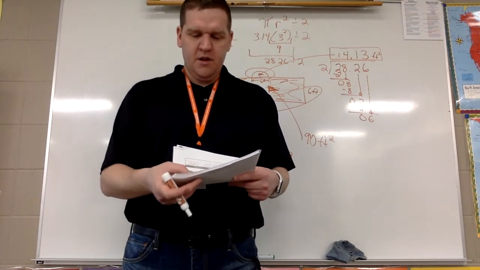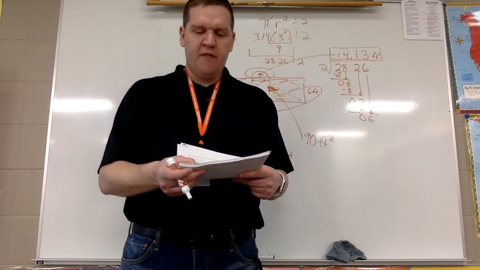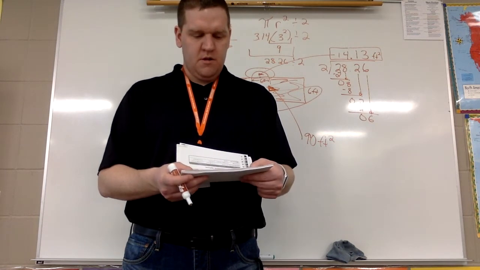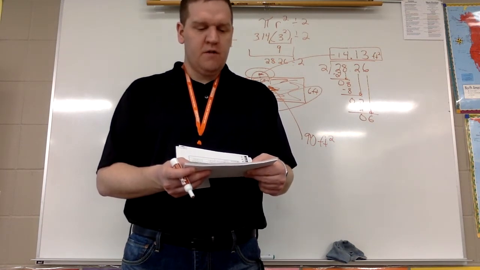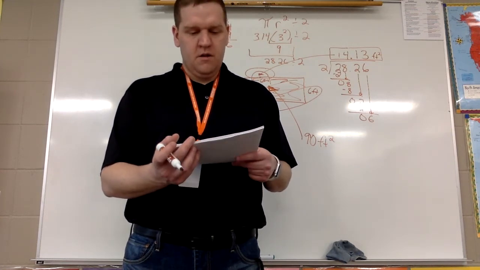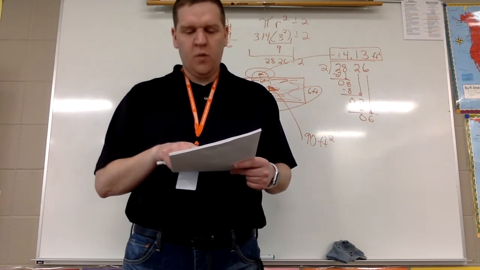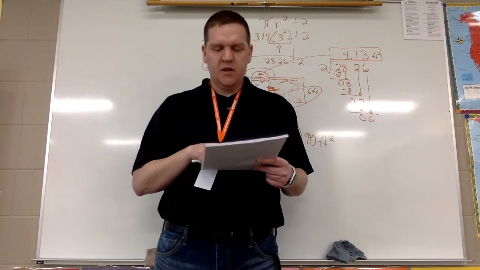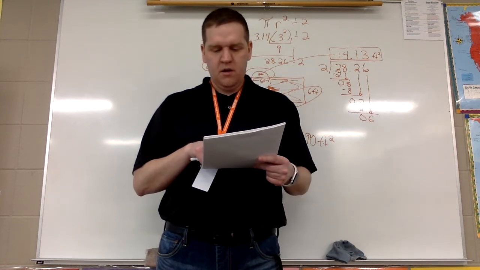So for number 3, you should get a total of 145 meters squared. Number 4, you should get 342.5 feet squared. For number 5, you should get 189 feet squared. Number 6, you should get 87.5 centimeters squared. Number 7, you should get 58.6 inches squared. Number 8, you should get 54.2 yards squared.